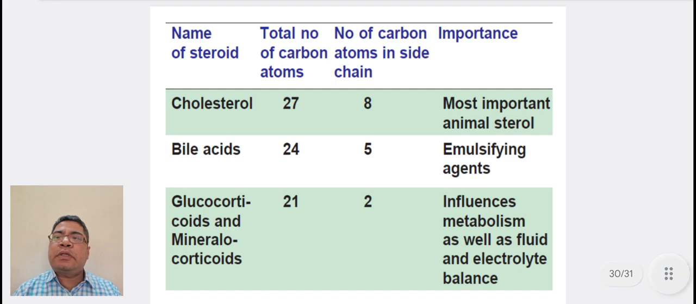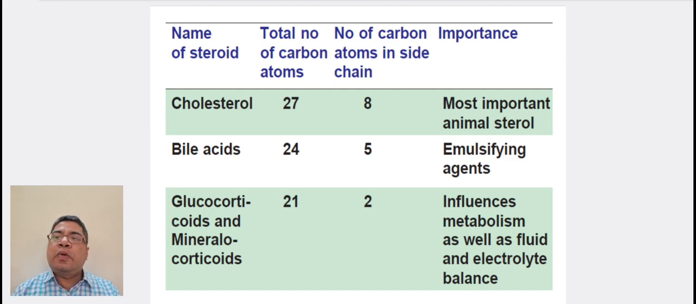In this classification, we can see the different steroids. First, cholesterol. Total number of carbon atoms is 27. Number of carbon atoms in side chain is 8. Its importance is that it is the most important animal sterol. Then second is bile acids. Its total number of carbon atoms is 24. Number of carbon atoms in the side chain is 5, and its importance is that it is an emulsifying agent.